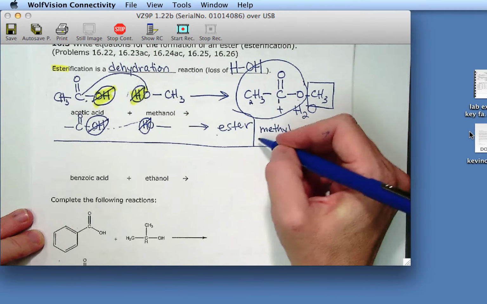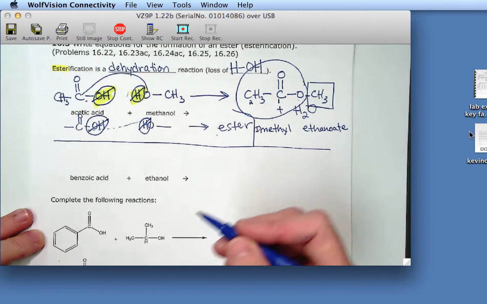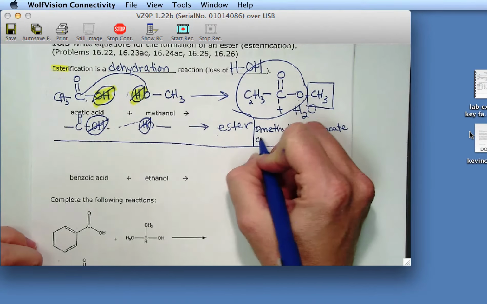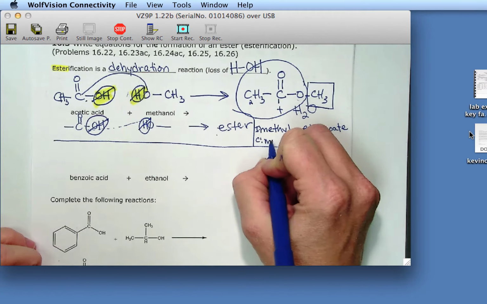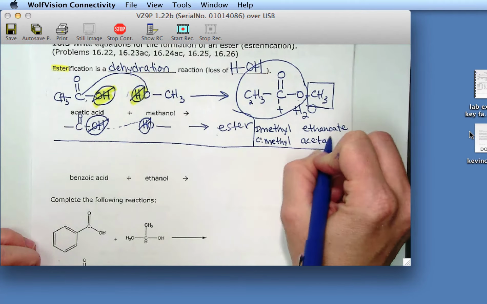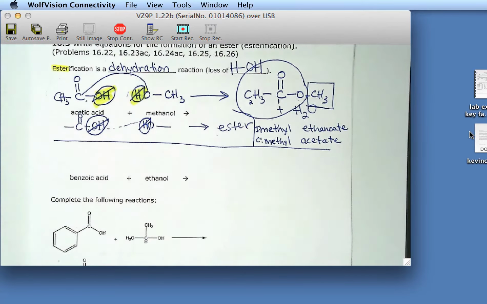The common way, what's the root for 2 carbons? Yes, acet. Good. Methyl acetate. Think of it like you're an asset joining something. Mm-hmm. Some accounting thing. I know, yeah.